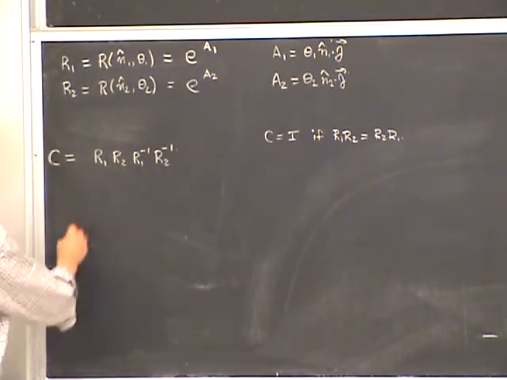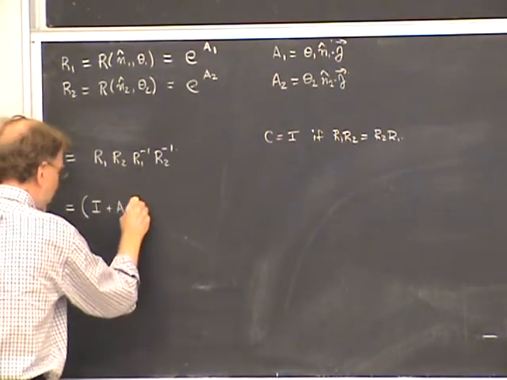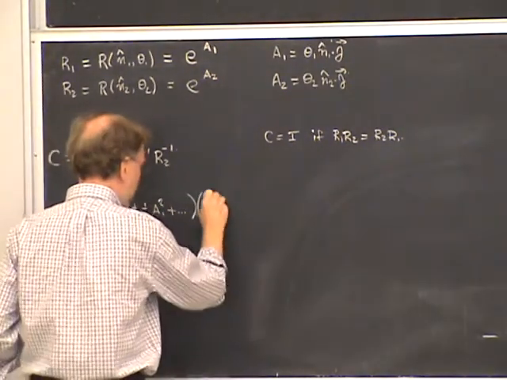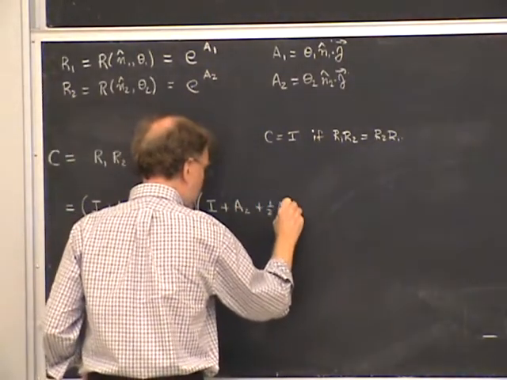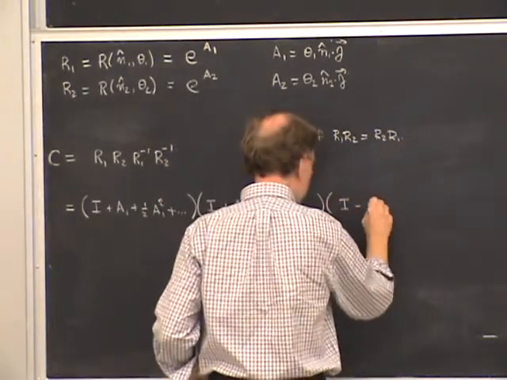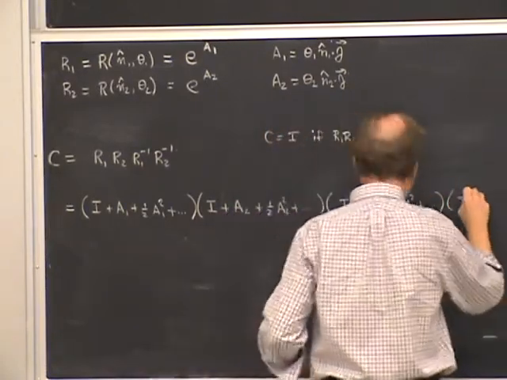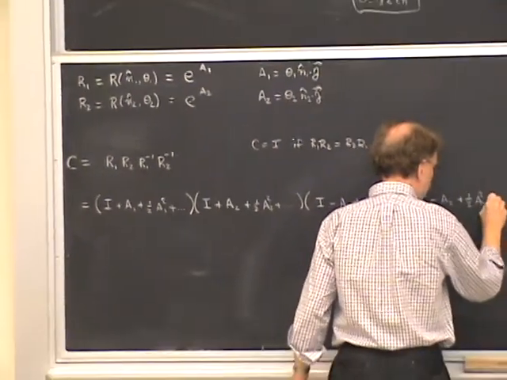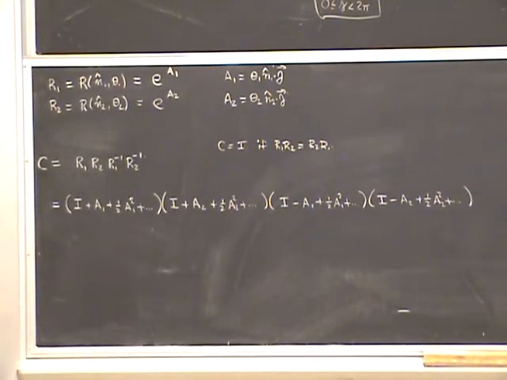All right, anyway, if we expand these out in series, then for R1, we've got the identity plus A1 plus 1/2 A1 squared plus dot dot dot. That's the exponential series. And for R2, it's identity plus A2 plus 1/2 A2 squared plus dot dot dot. For R1 inverse, it's identity minus A1 plus 1/2 A1 squared plus dot dot dot. And for R2 inverse, it's identity minus A2 plus 1/2 A2 squared plus dot dot dot, writing out the exponential series, which I carry out in second order on the blackboard there.